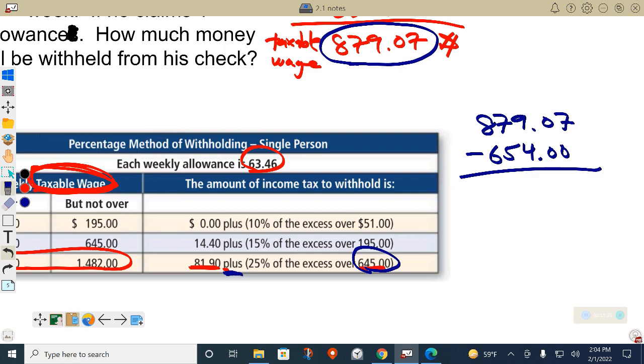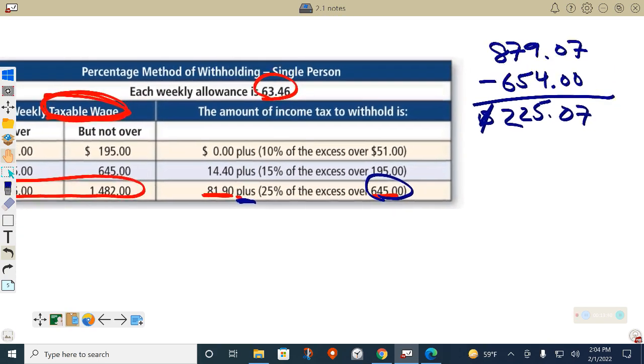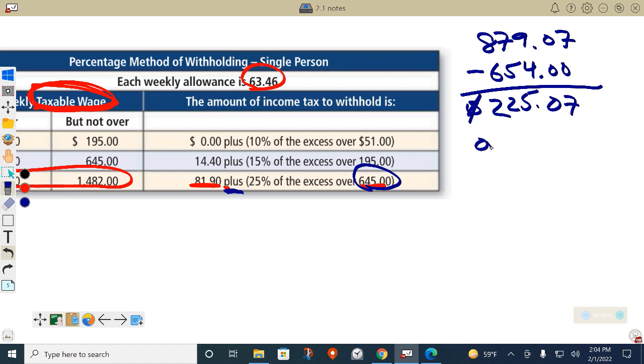All right, so we got 225.07. So that's his overage. This is how much he's in excess over 645. Here's his overage. So let's take 25% of that overage.